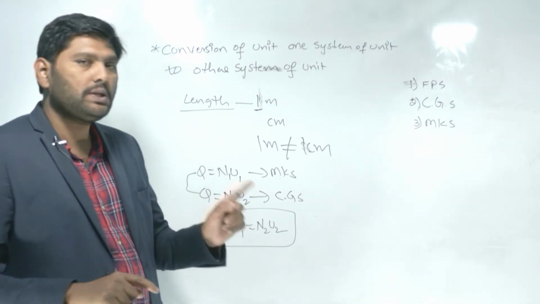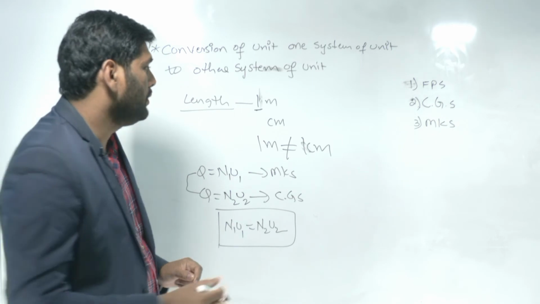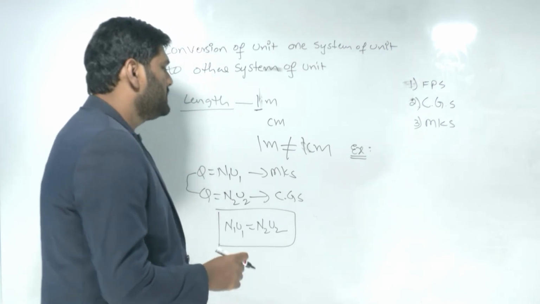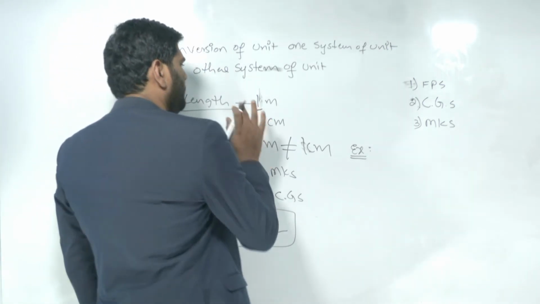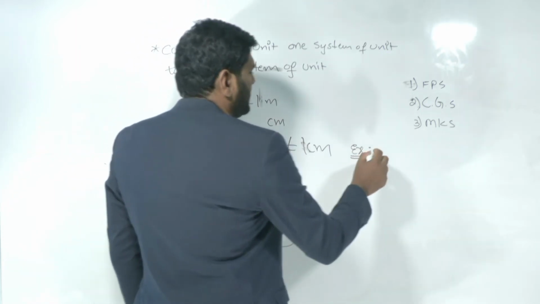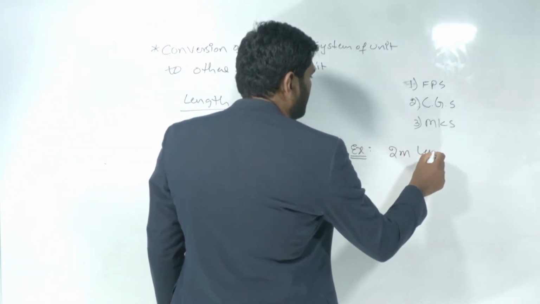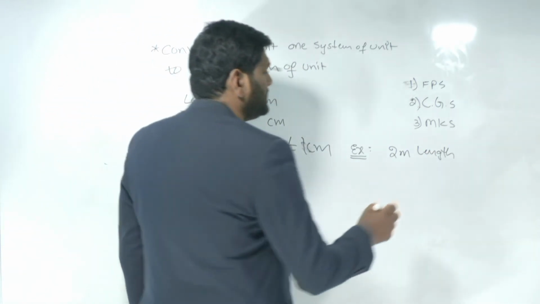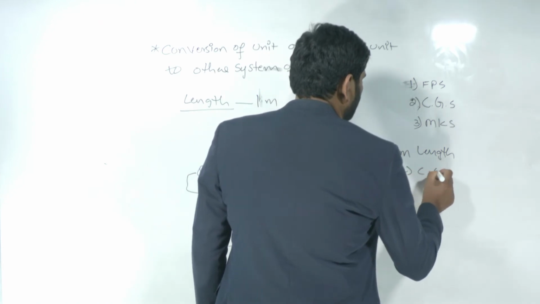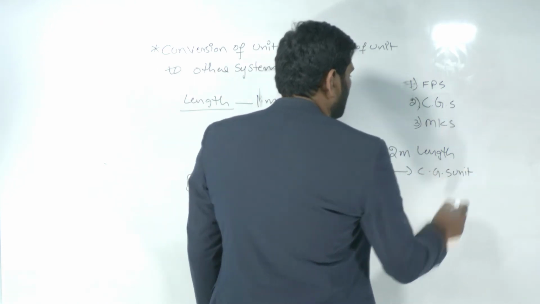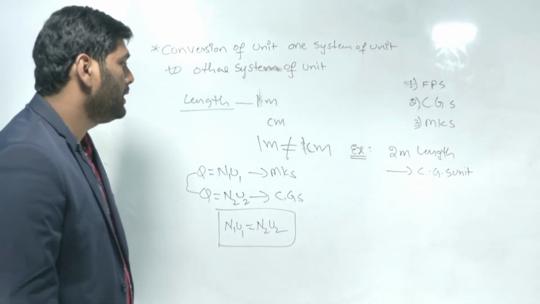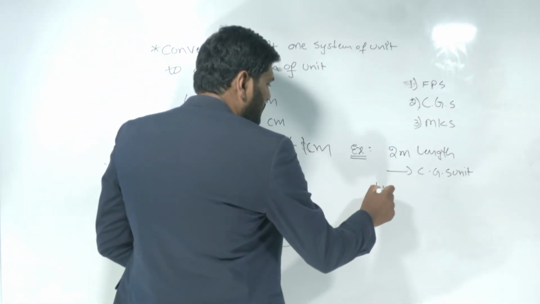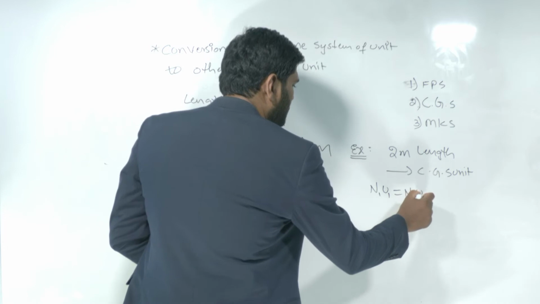But how do you use this formula? I'll explain with an example. For now I'll take the same length, 2 meters length. We must convert into CGS unit. So how do you convert this length into CGS unit? First of all, let me write the formula here: n1 u1 is equal to n2 u2.